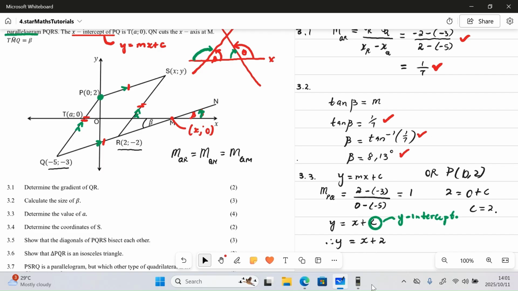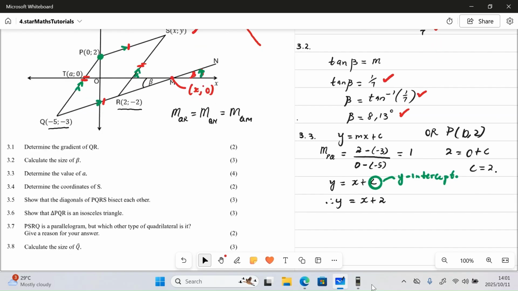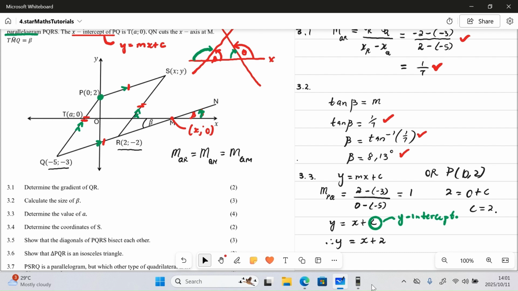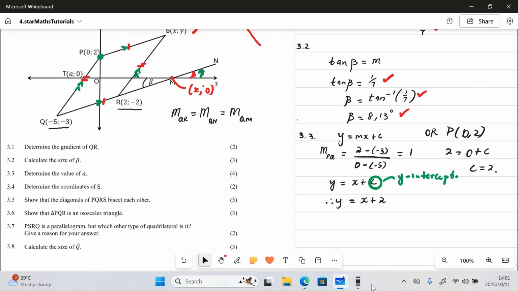Grade 9. Then remember the question, we are not looking for the equation, we are looking for the coordinate of A, and we are told from the statement that the coordinate of A is the x-coordinate of T, and the coordinate of T is the x-intercept. So we need to find the x-intercept of this line.